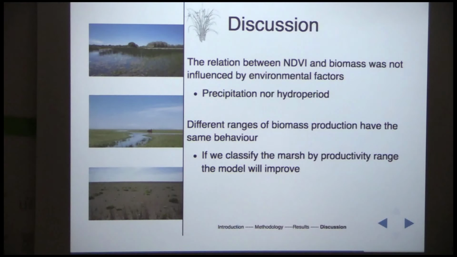Another important thing is that the relation between the NDVI and the biomass production is not influenced by environmental factors. It's a one variable relation. Also, this test that we did for the different locations, adding location as a categorical variable, I think is very interesting, because if at some moment we could have a classification of the marsh by production, we could apply these models and we will improve the results.